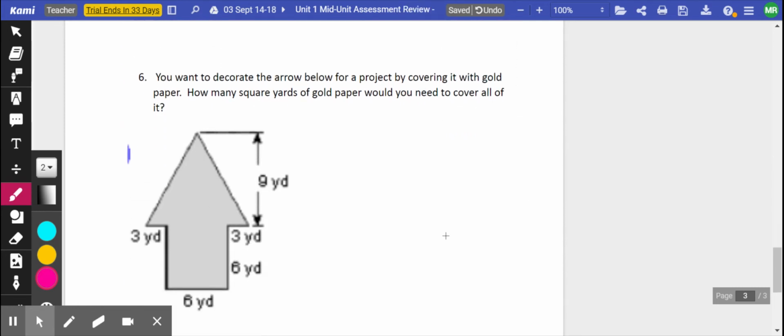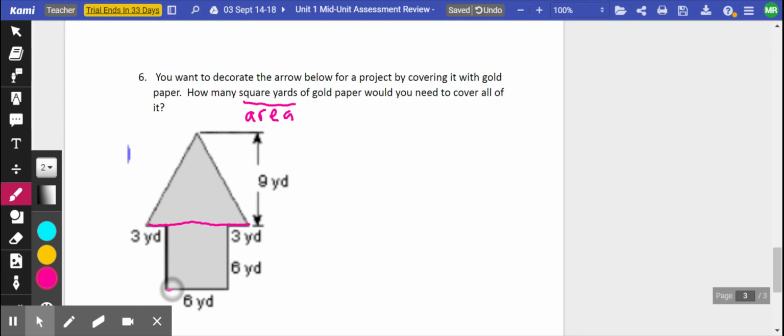And number 6. We want to know how many square yards of gold paper it is going to take to cover all of this arrow. Square units indicates we're finding area, so we need to find the area of this composite figure. So I need to divide it into figures that we have formulas for. We have formulas for rectangles, parallelograms, and triangles. And if I cut this figure right there, that makes one rectangle and one triangle, so that means I'm good to go.